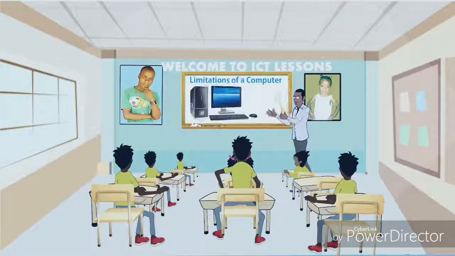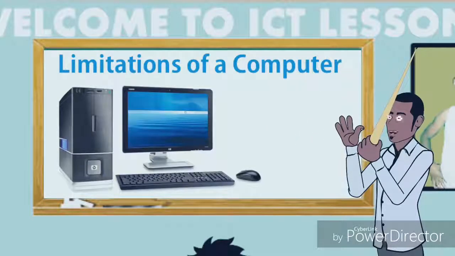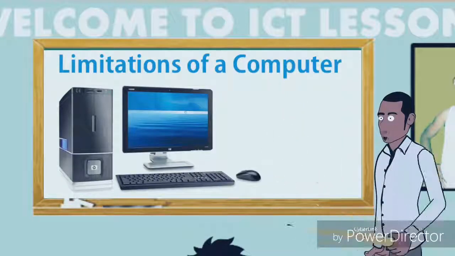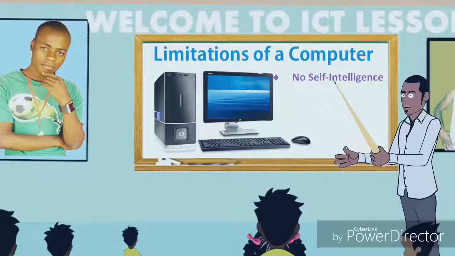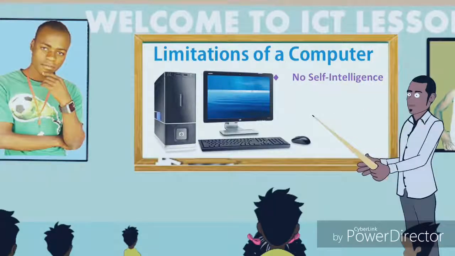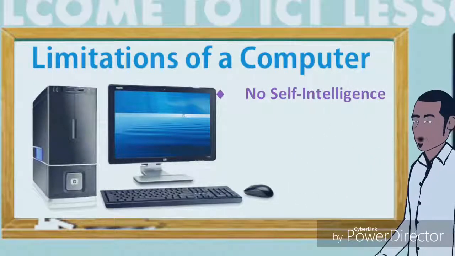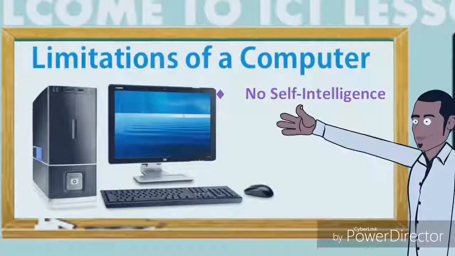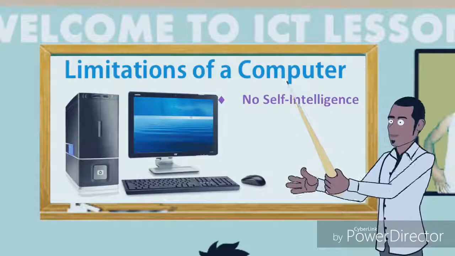So the computer has got so many limitations that we can mention, but in this case we are going to mention just a few. We are going to start with no self-intelligence. What does it mean when we say a computer has got no self-intelligence? This means that a computer is only able to do the instructions or the program that has been loaded in it. It has got no option of adding its own ideas. Only the instructions that have been installed in it are the things which the computer is going to use.